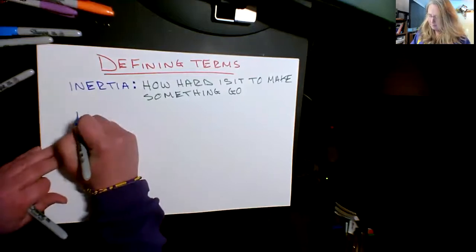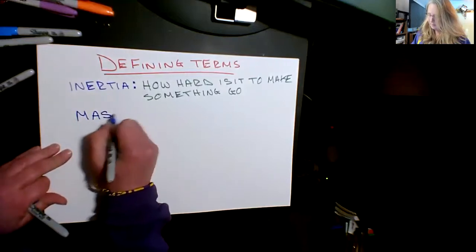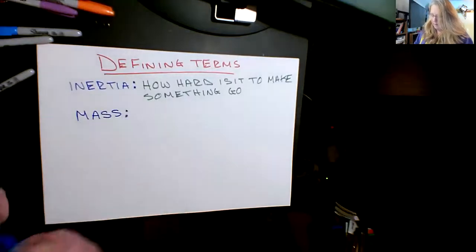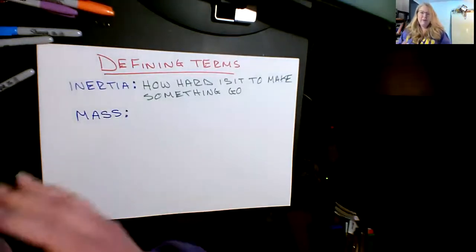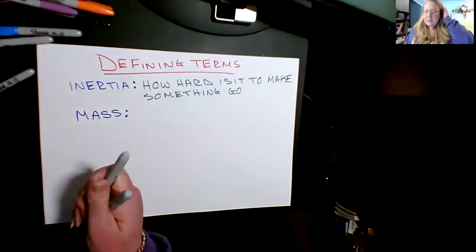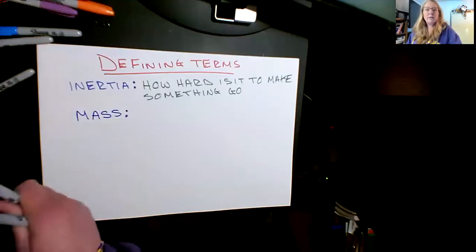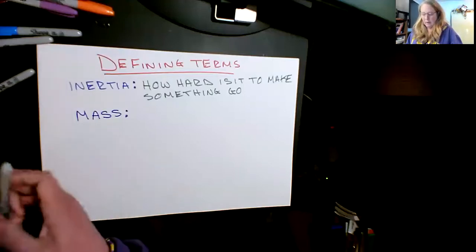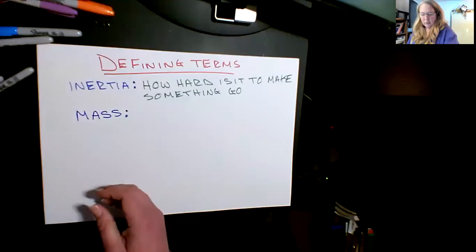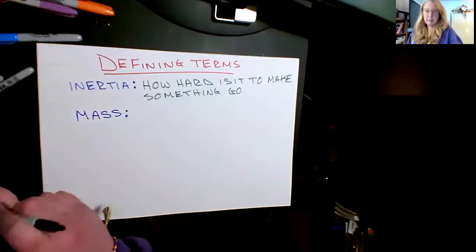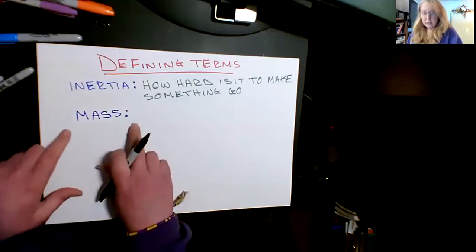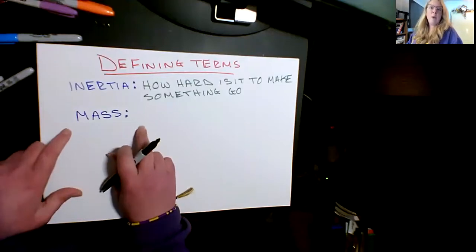Now I come to mass. And in class, sadly, we don't get to do this. We have a discussion as to the difference between something's weight and something's mass. When I get on the scale in the morning, I don't have one because it makes me cry. When I get on the scale, it gives me my weight.